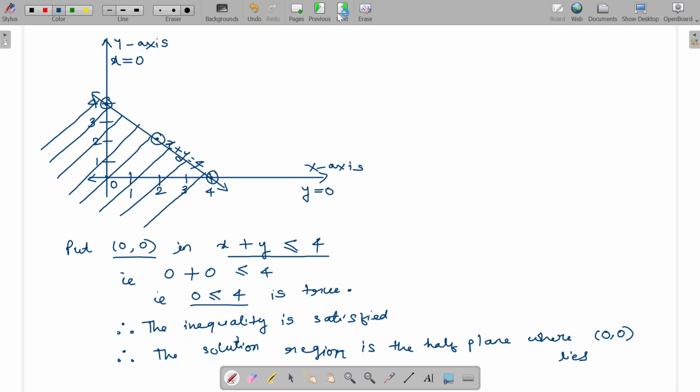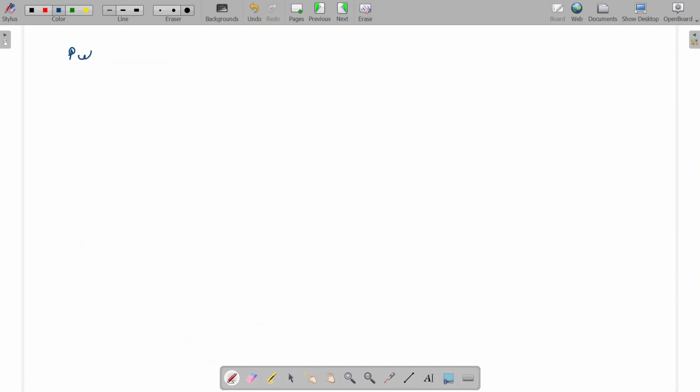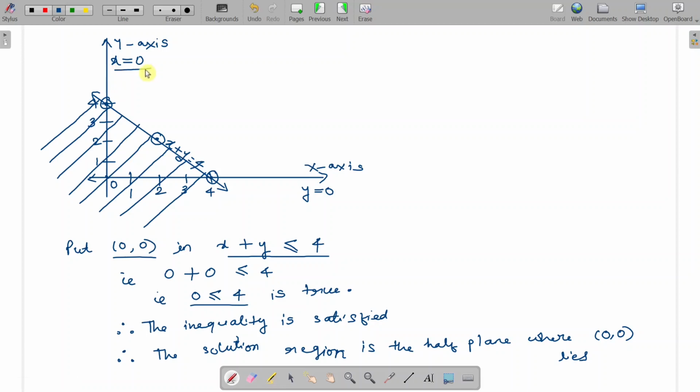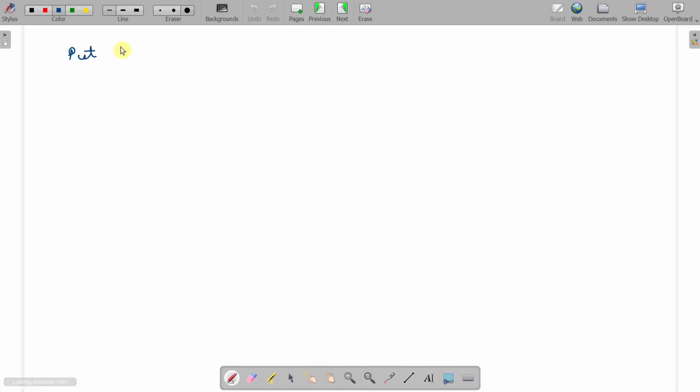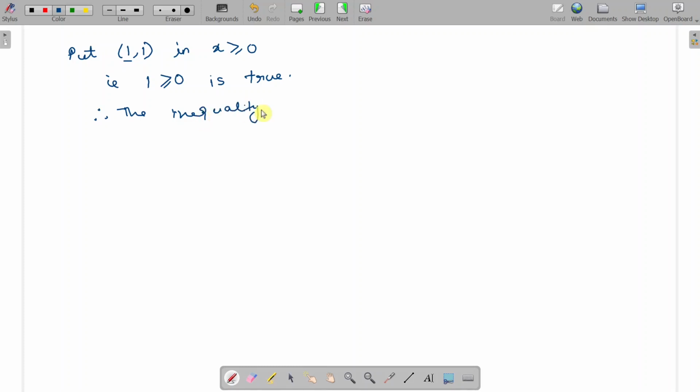Now we will take the second line. Since the second line is x equal to 0, which is the y axis, and since the y axis passes through the origin, we cannot put the same point 0 comma 0. So what we will do is take another point, that is 1 comma 1. So put 1 comma 1 in the second inequality, x greater than or equal to 0. Now you can see that x is 1 here. So 1 is greater than or equal to 0. This is true. So therefore the inequality is satisfied.